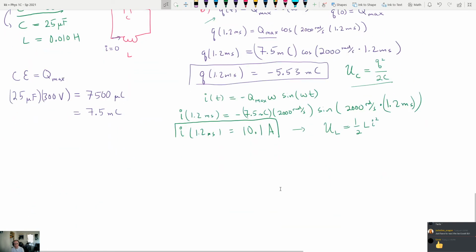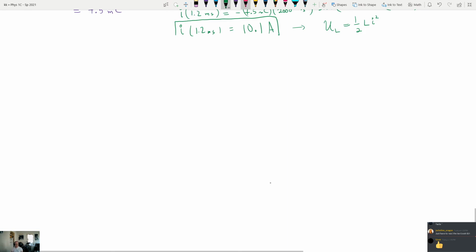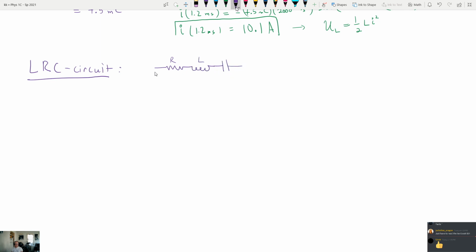Okay. So the last topic for today, which is going to nicely lead into what we'll talk about next time, is the LRC circuit. The LRC circuit is exactly what you would expect. You have a resistor connected in series with an inductor, connected in series with a capacitor. And in this case, we're going to do exactly what we saw in the previous scenario, where we start off with the capacitor having charge on it.